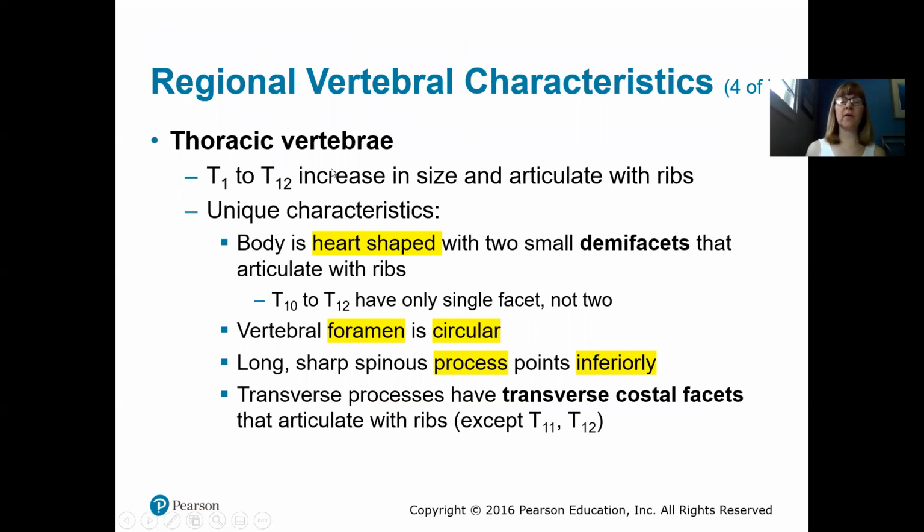So T1 through T12, they're bigger. The body is heart-shaped. You can remember that because it's where your heart is, right? They're in the chest of your body, your thoracic cavity, and that's where your heart is, okay? They have these little facets on the side that hold the ribs because that's where all your ribs are, okay? The foramen is more circular, okay? So it's just kind of round, it's not oval. It's not as big as it was in the cervical. And the process, that tall process, is really pointy and it points down.